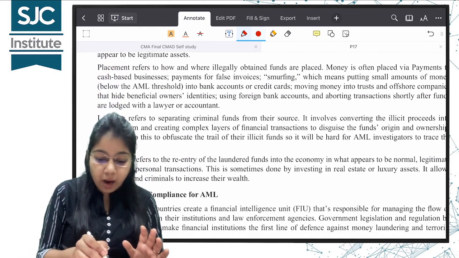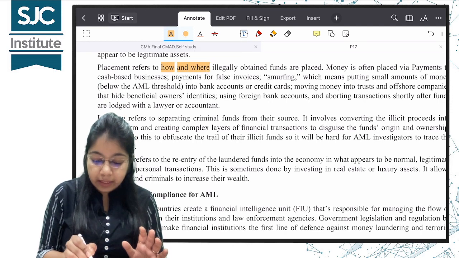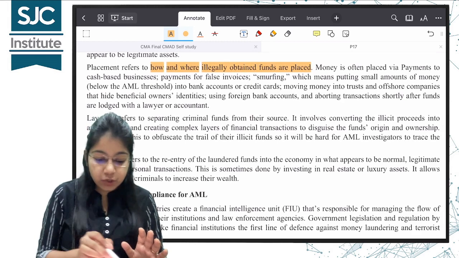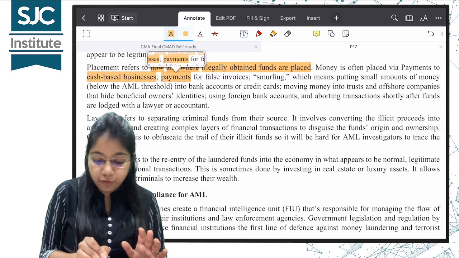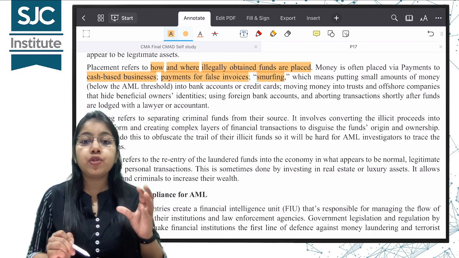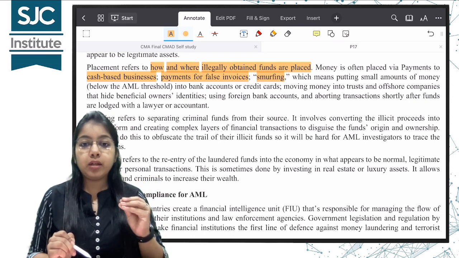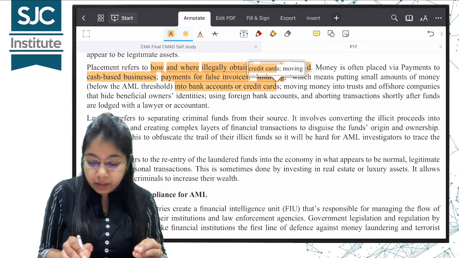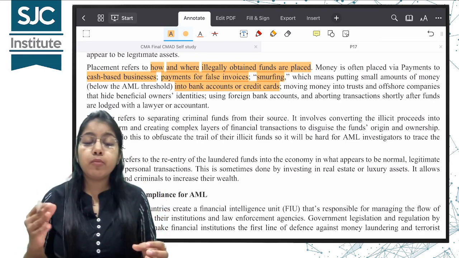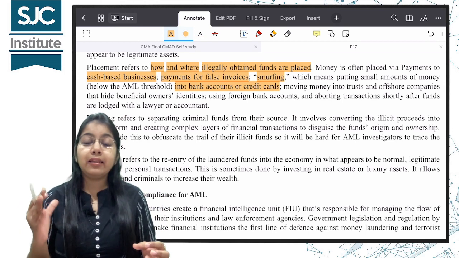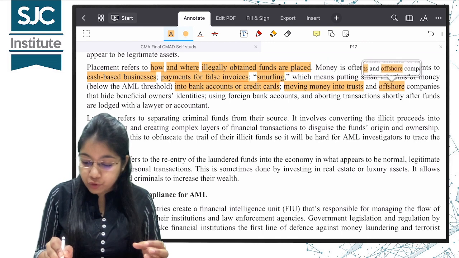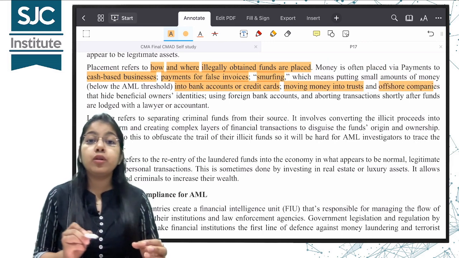Placement refers to how and where illegally obtained funds are placed. Money is often placed via payments to cash-based businesses, payments for false invoices, smurfing. Smurfing means putting small amounts of money, which are below the limits of the anti-money laundering thresholds, into bank accounts or credit cards. Opening bank accounts in the names of fake persons, or say in the name of your employees or family members, and then putting certain amounts of money there. Moving money into trusts or offshore companies that hide the beneficial owner's identity.